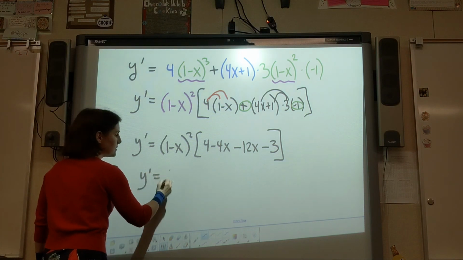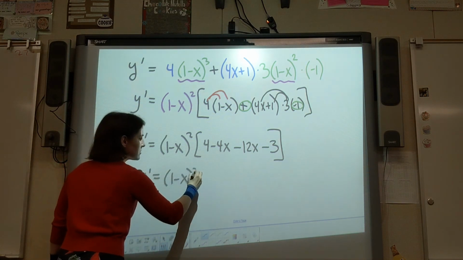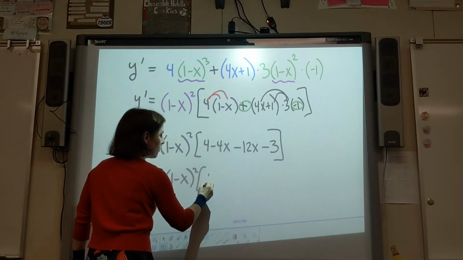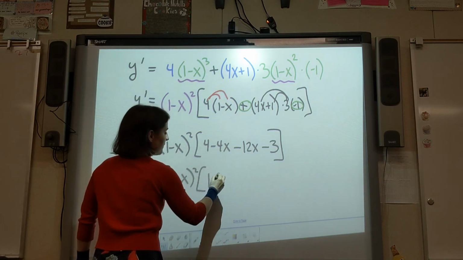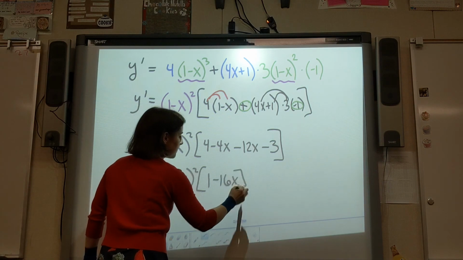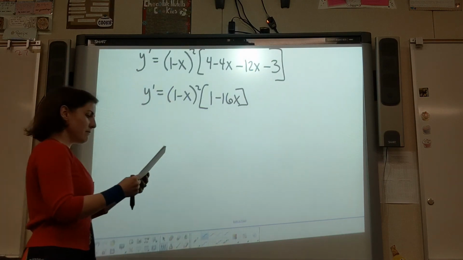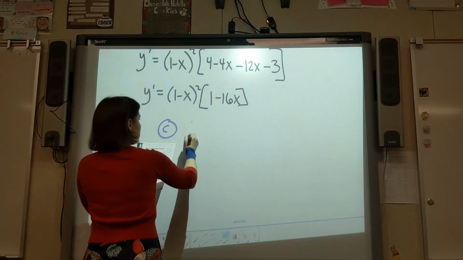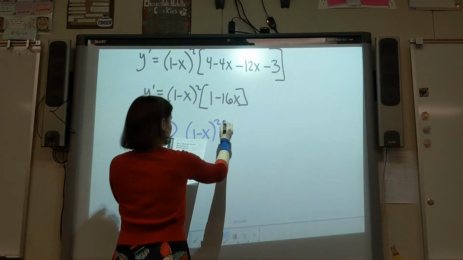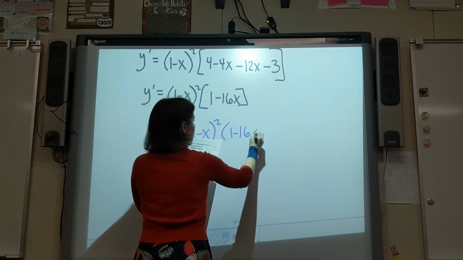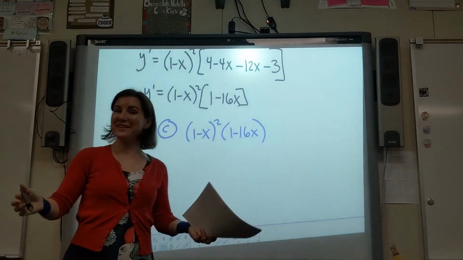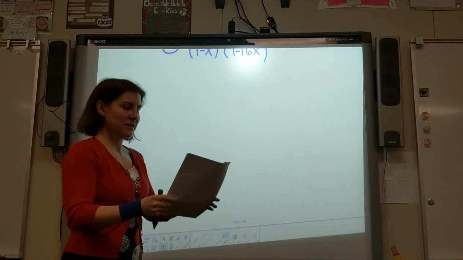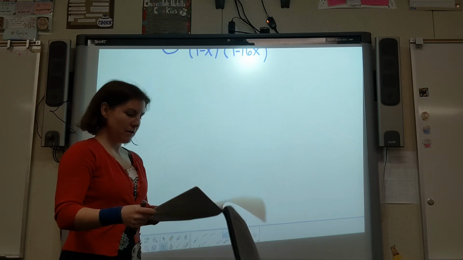Y prime is, we've got (1 minus x) squared. We have 4 minus 3, 1. Minus 4x minus 12x, minus 16x. And then let's look and see if we can match that up with anything. Option C was (1 minus x) quantity squared, times (1 minus 16x). Feeling good. How you feeling? I hope it's good. Okay. Oh, let's keep going. More to do.